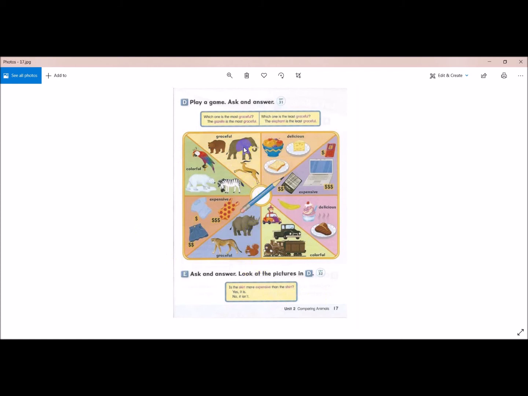And then we can ask another question. Is the elephant more graceful than the bear? Is the elephant more graceful than the bear? No or yes? No, it isn't. Now do you understand that?